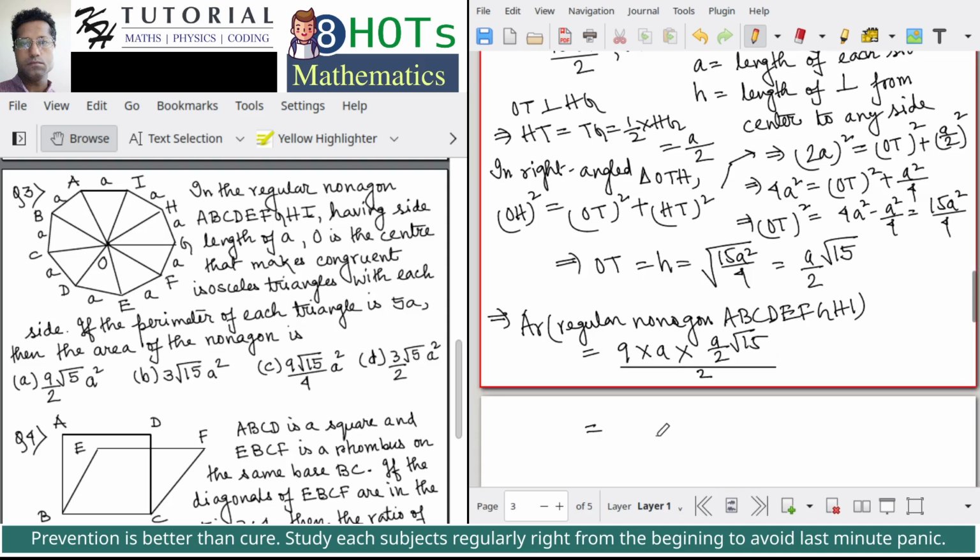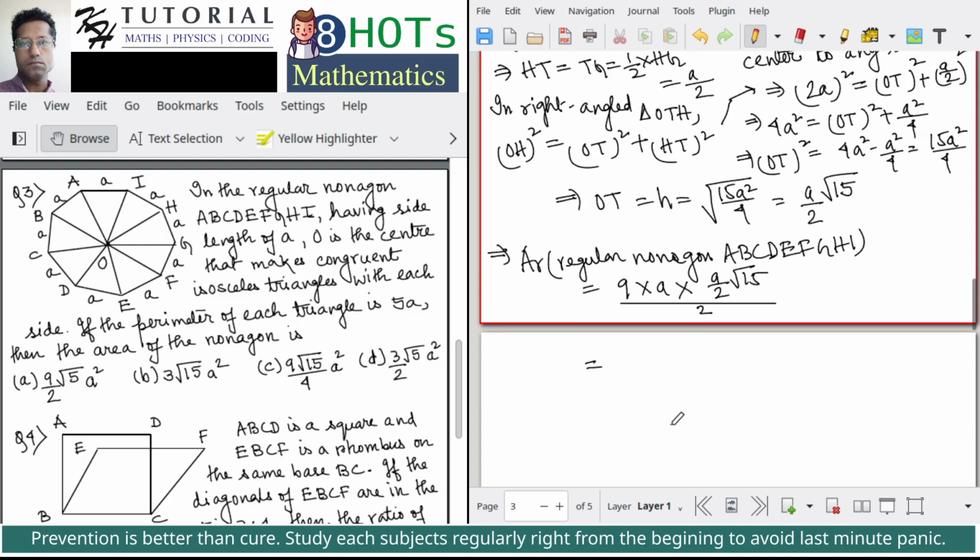This is equal to, after simplification, 9a square by 4 multiplied by 15. So this should be the area of the given regular nonagon, and hence the correct choice is C. C is the correct choice.